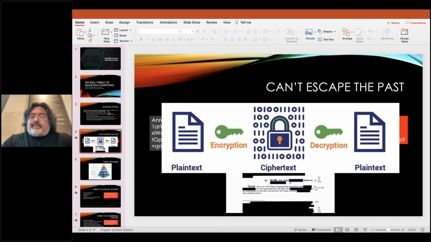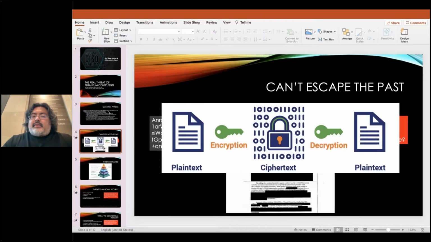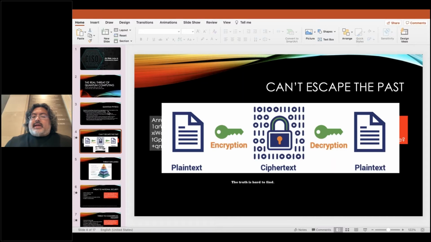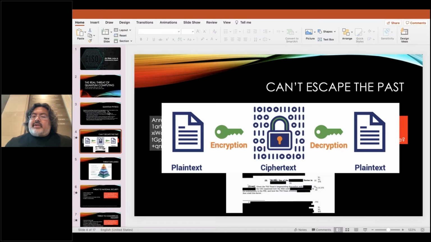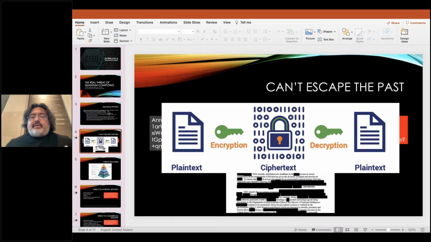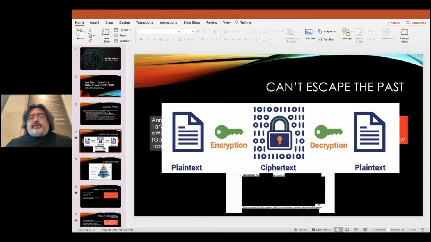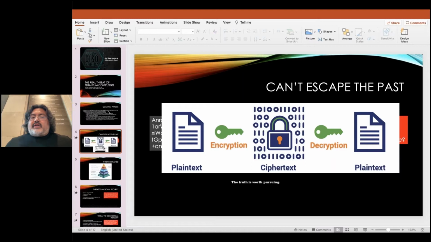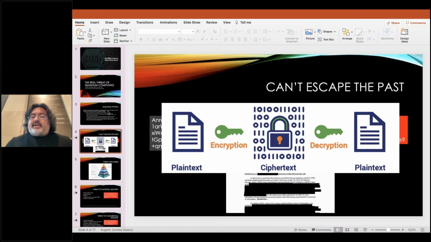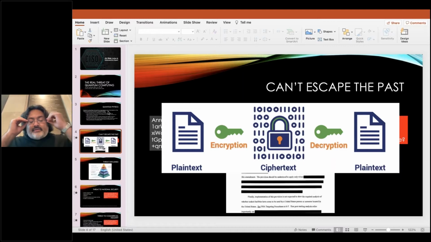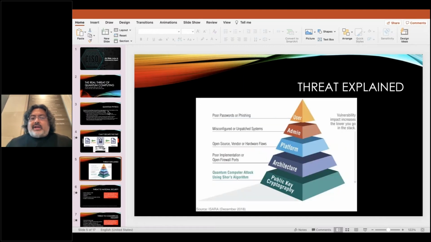So we can't really escape the past. For most people that are aware of how cryptography works, you're taking plain text and encrypting it, creating ciphertext, and then you have another key to decrypt that ciphertext to convert it back to plain text. That's the general foundation of how cryptography works in exchanging or protecting information. The most widely used system is referred to as public key cryptography, and it pretty much is our foundation for almost everything that we do, from email to secure messaging. Everything that we do is based upon public key cryptography.